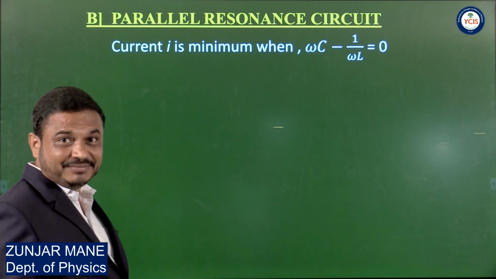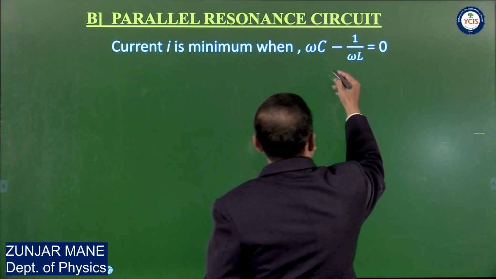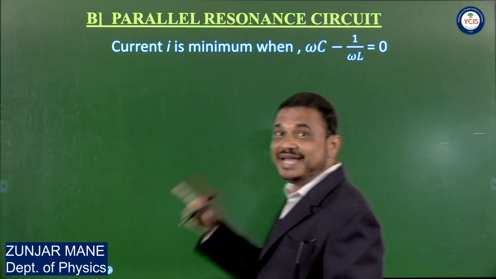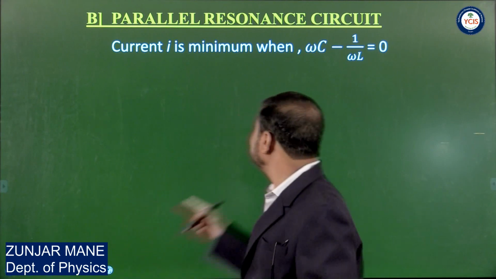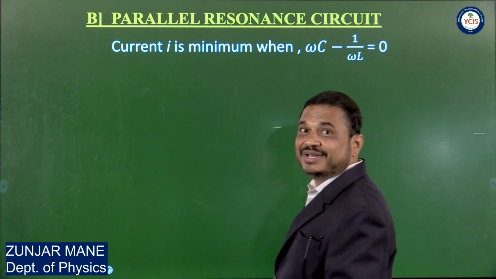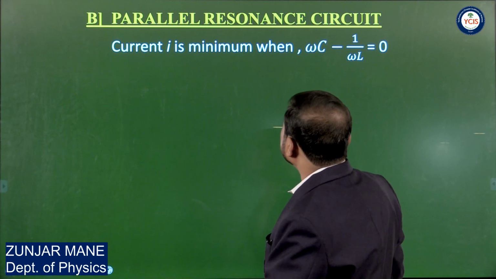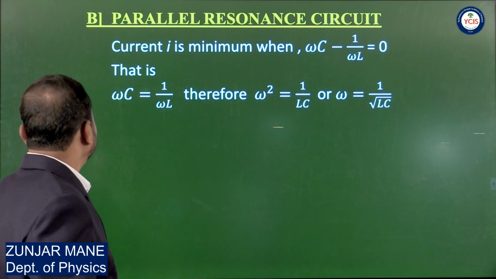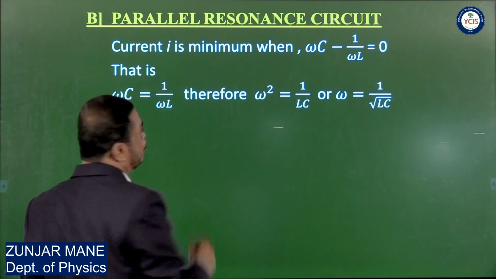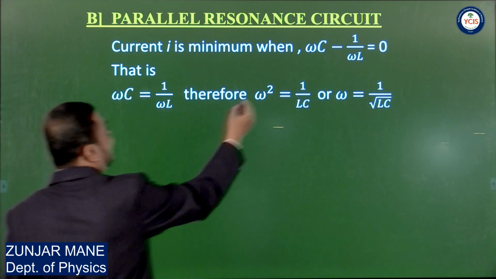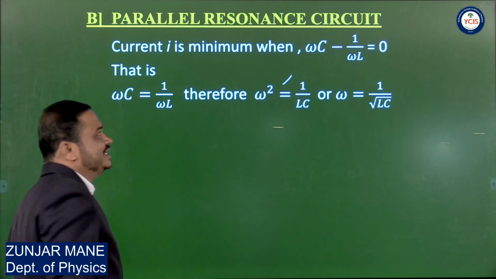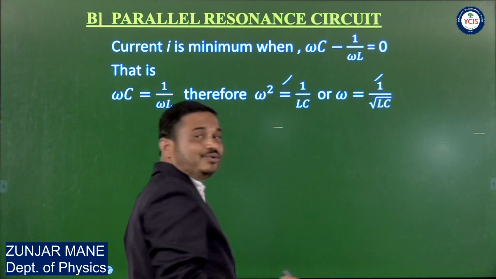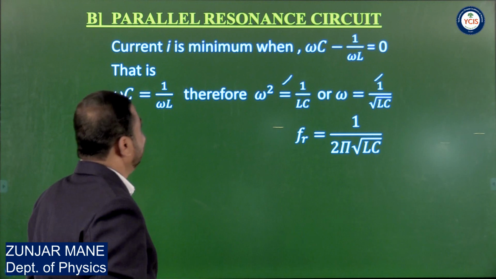So the current is minimum when omega C minus 1 upon omega L is equal to 0, because I is equal to E0 cos omega t (omega C minus 1 upon omega L). That is, omega C is equal to 1 upon omega L, and if we simplify this, we get omega square is equal to 1 upon LC, or omega is equal to 1 upon under root L into C.